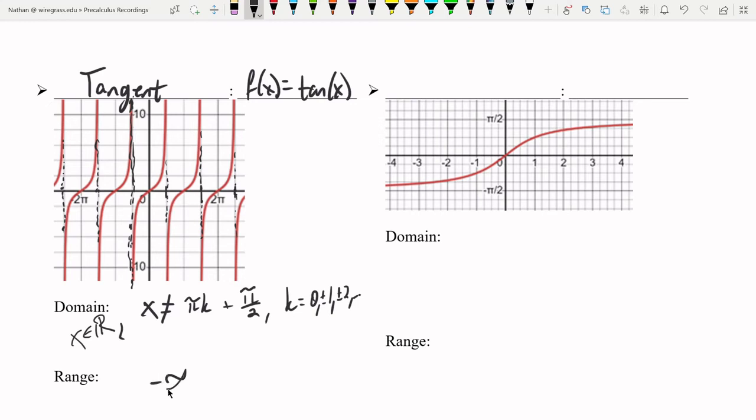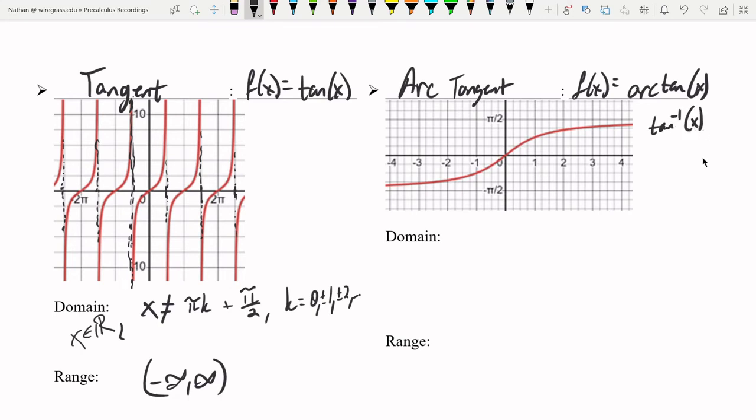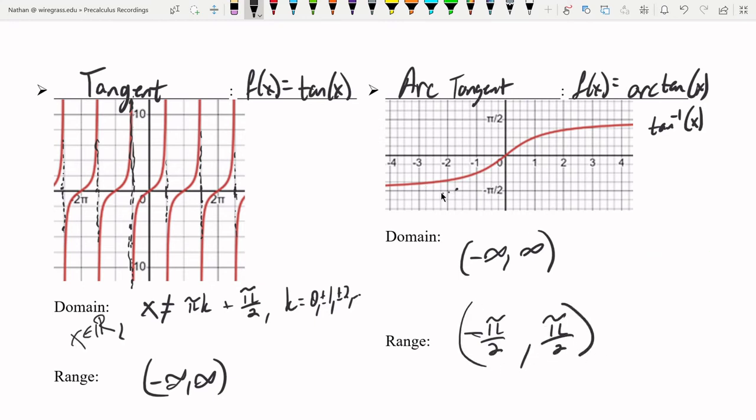Of course, the range is everything. It goes all the way down and all the way up. So that one's pretty easy to do. Now, the inverse of this, the arctangent or inverse tangent, this one has a domain of everything. You can see it goes left and right completely. And it goes up, but it actually gets infinitely close to pi over 2, but never quite touches it. The same thing is true for negative pi over 2. It gets very, very close to it, but never crosses that. So we're going to write it like this. That's the range of this function. It never crosses this horizontal line.